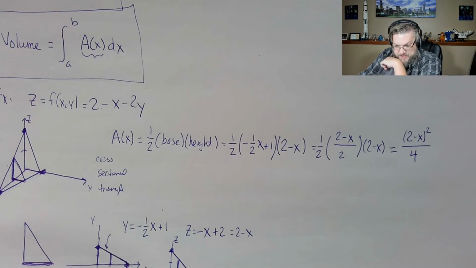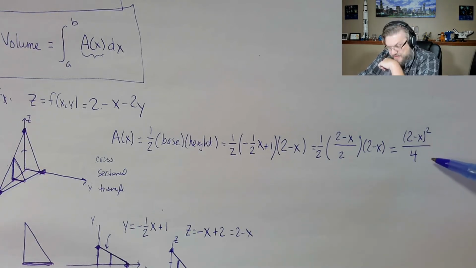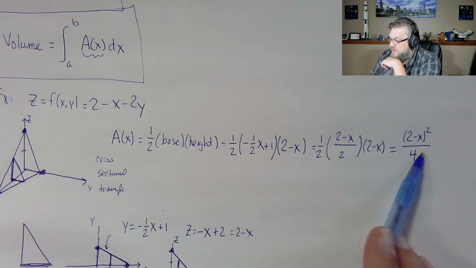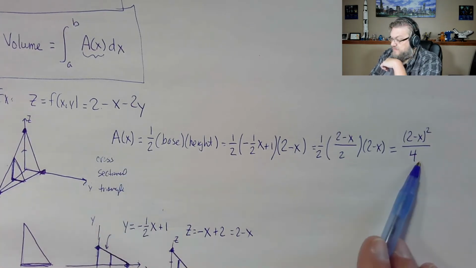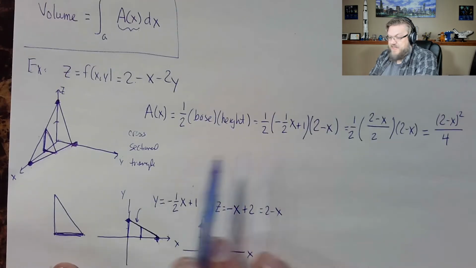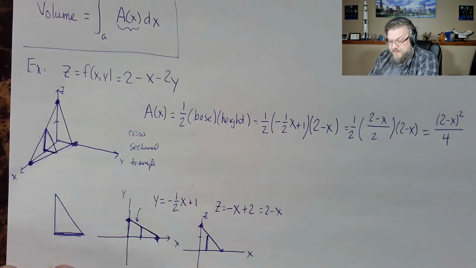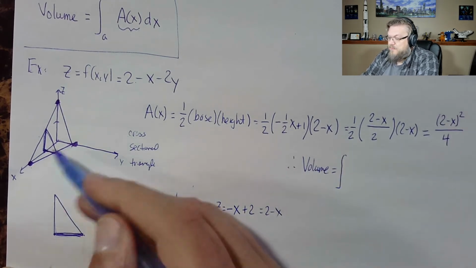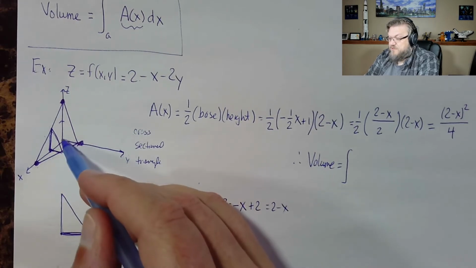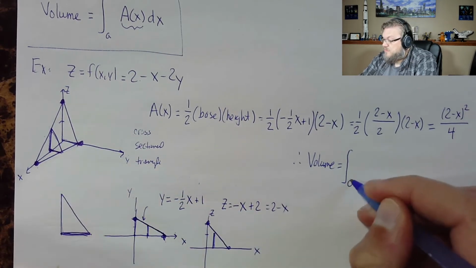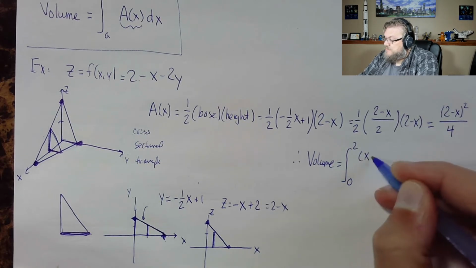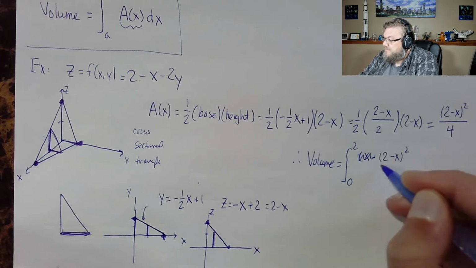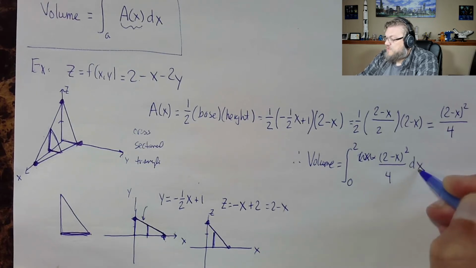Now that was a little bit of annoying work to have to do, but nonetheless, I did find the area formula for a given value of x. Now, that means I can go on and find the volume. So therefore, the volume of this thing is going to be the integral from what x value to what x value? From 0 to 2 of the area function. Now, this has not used double integrals yet, but we're getting there. Let's work our way up.